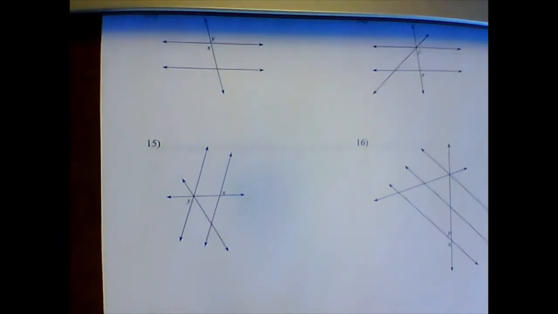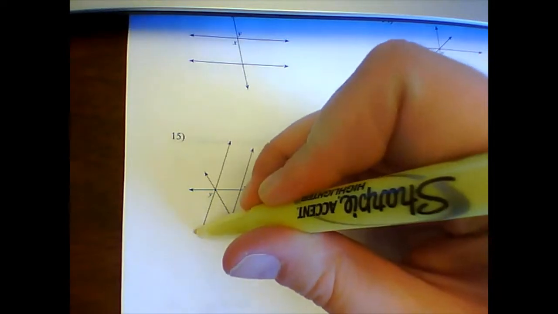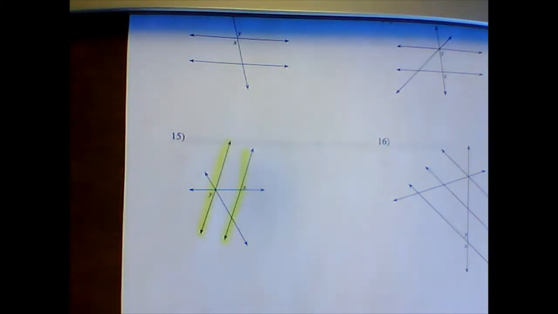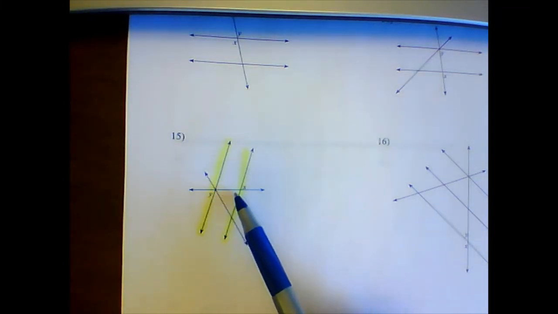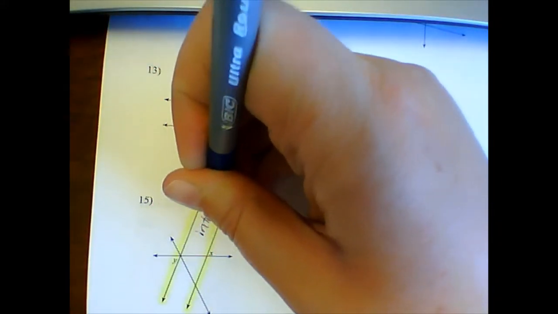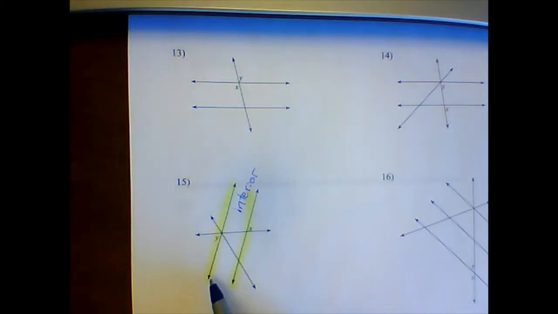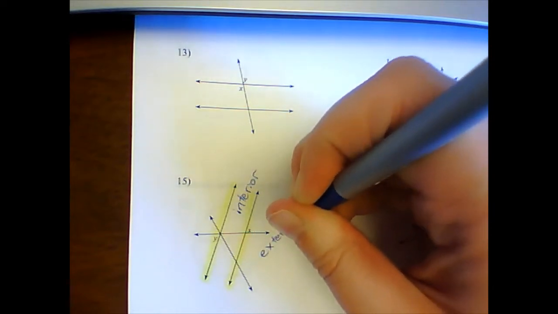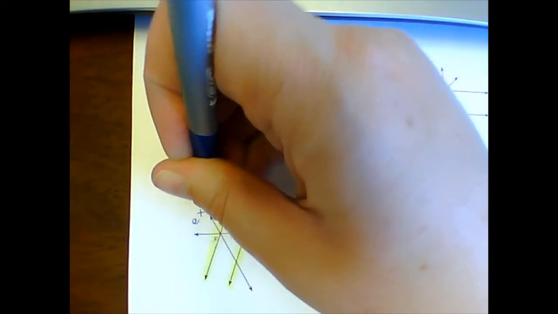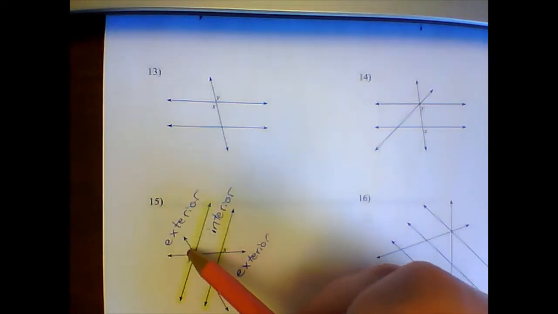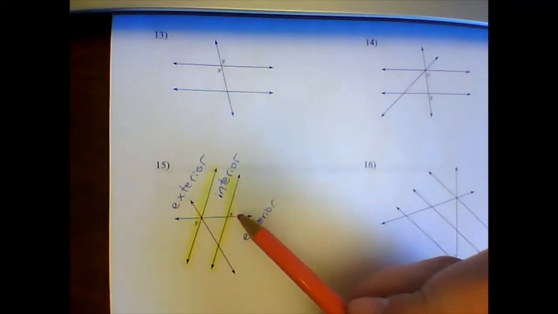Okay, we're going to come down here on 15 and we're going to highlight the parallel lines. Those are the lines that you need if you're going to do anything that is not corresponding, that is not vertical and not adjacent. Okay, if both angles are in between those highlighted parallels, those are the interior angles. If both angles are outside the highlighted parallels, then they would be considered exterior angles. Okay, so interior is in between the parallels, exterior is outside the parallels.